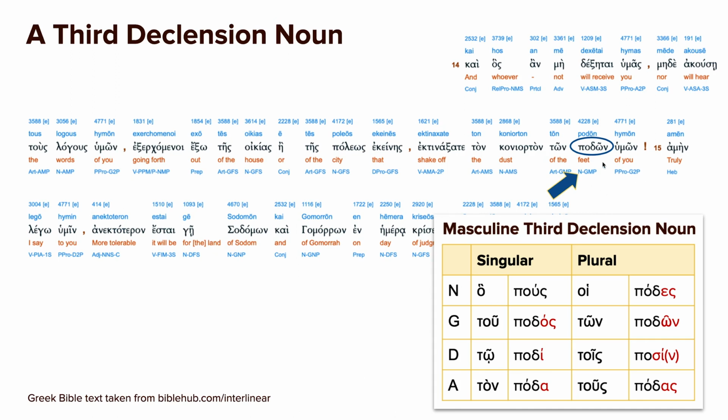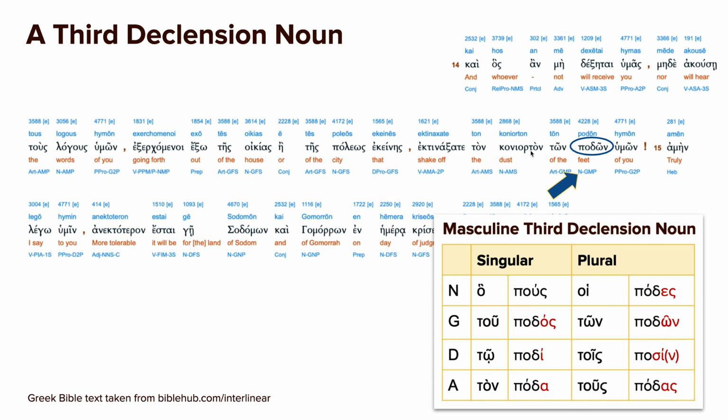All right, so let's take a look at this one noun here, ton podon. This is another third declension noun. It is the foot, of the feet. Shake the dust of your feet off of you. So pous. Pous is the foot. Tous podas. So podiatrist comes from this form. To podi, ton poda, hoi podes, ton podon, tois posin, tous podas.